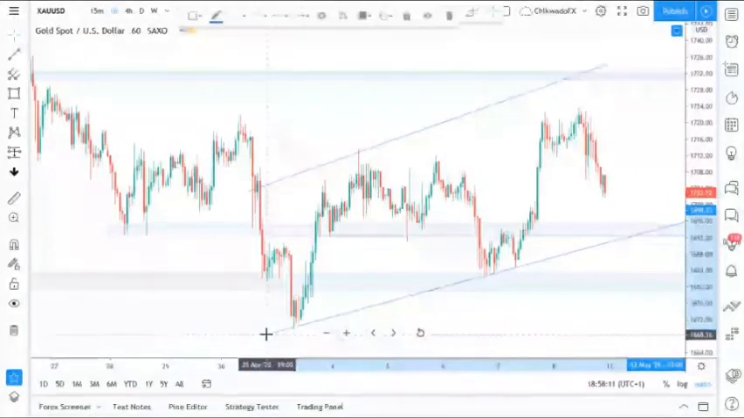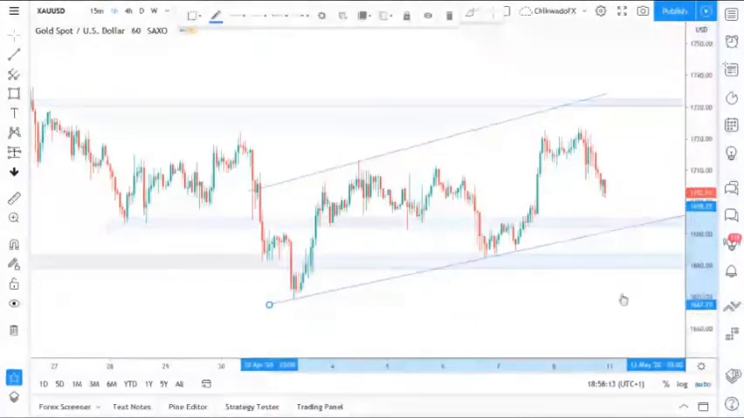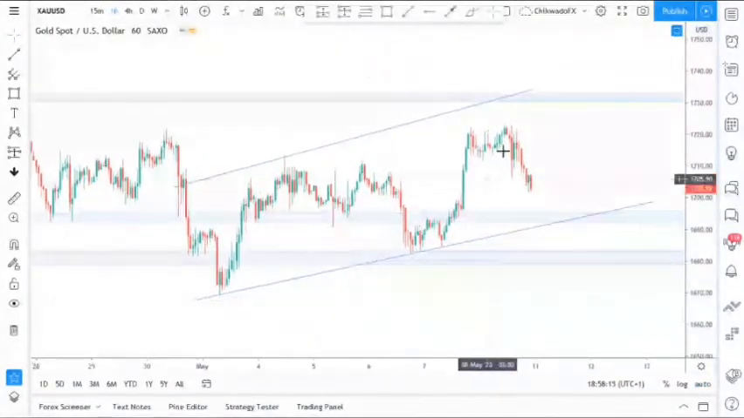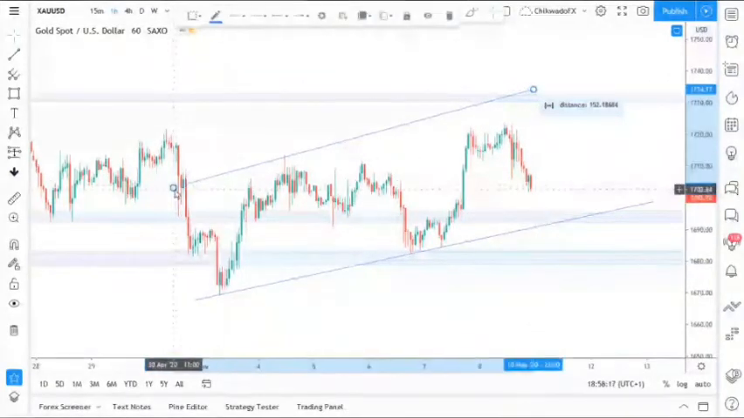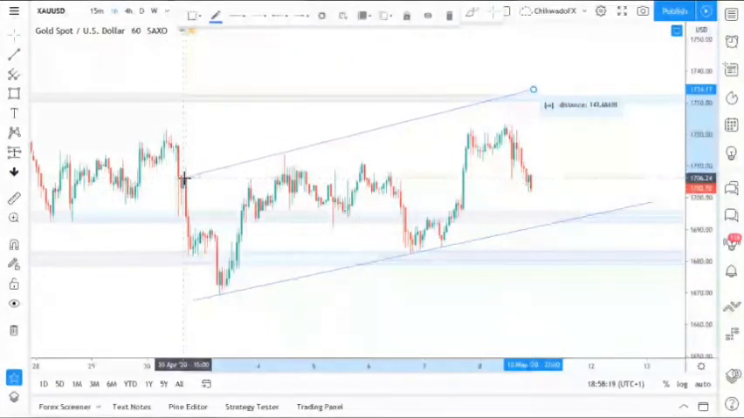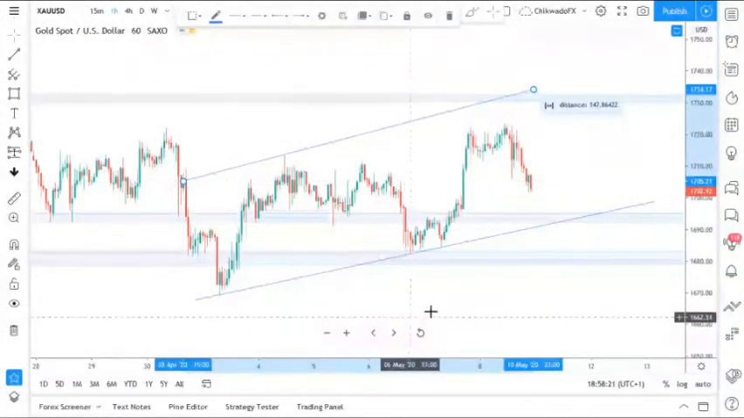All right, so this is how I put this. I like to draw from wick to wick, so I don't know how you draw yours. A lot of traders draw from body to body. Me, I draw from wick to wick, and I've been consistent with that. So however you draw yours, just stick with how you do your thing.